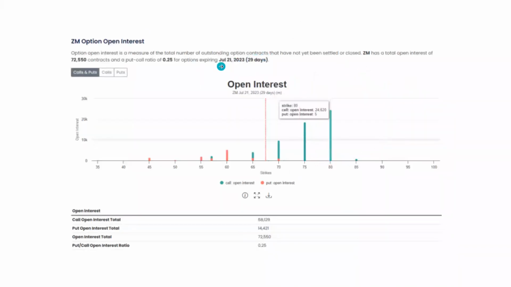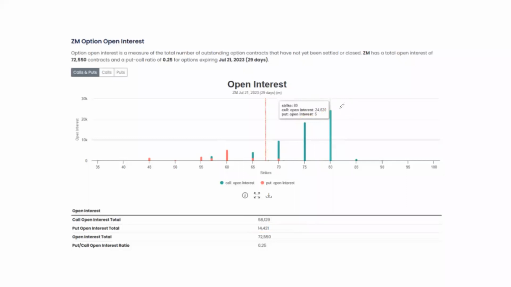Then I went out a little bit further to the July 21st expiration, which is 29 days from now, and take a look at what we see here. We see a large amount at the $70 strike, a large amount at the $75 strike, and an even larger amount here at the $80 strike. So the call open interest total is about 58,000 versus the put open interest total of about 14,000, with the largest concentration of puts at the $60 strike price. Okay, so it's going to be really interesting to see what happens.